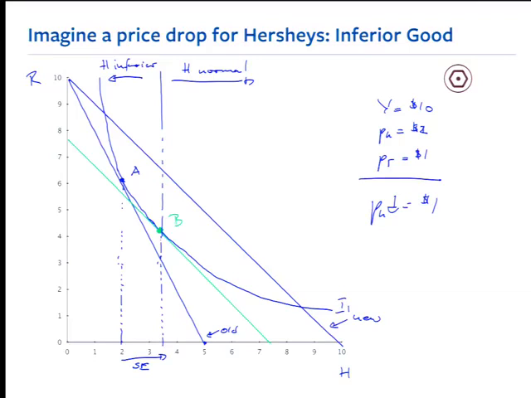Considers Hershey's to be a normal good, we would want to draw the tangency somewhere on this portion of the new budget constraint. If we wanted to draw it for an individual that considers Hershey's to be an inferior good, we'd want to draw it somewhere to the left of B. So let me just draw you a random indifference curve that makes Hershey's an inferior good.